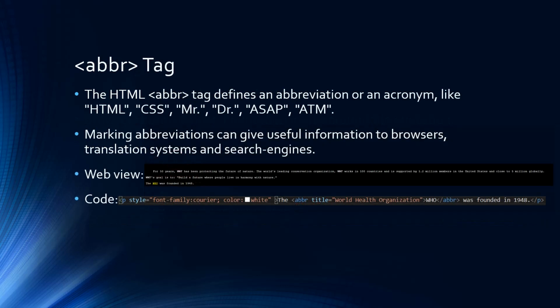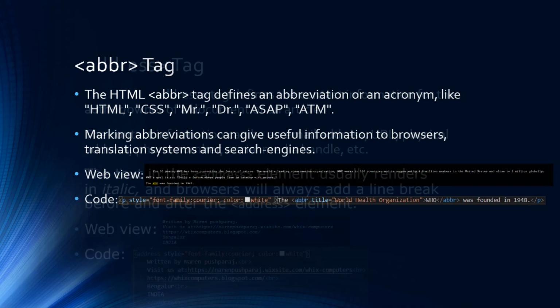Now let's move on to the abbreviation tag. The HTML abbr tag defines an abbreviation or an acronym, like HTML, CSS, Mr., Dr., ASAP, and ATM. Marking abbreviations can give useful information to browsers, translation systems, and search engines. I have marked in the web view the abbreviation WHO with yellow color so that you might have a look at it.